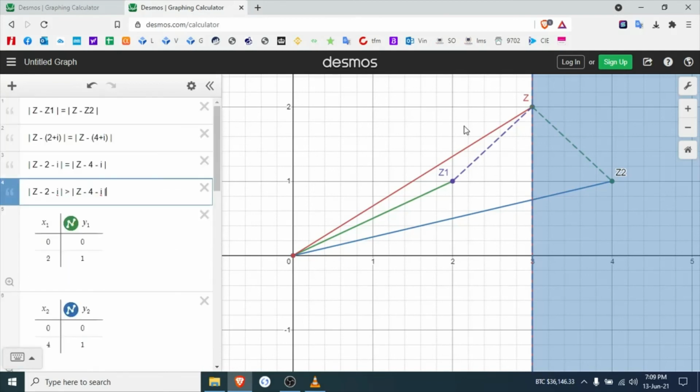Okay, so that's it. Short one. I hope that gives you a bit of intuition and more of a visual idea on loci in the complex plane, or perpendicular bisector loci in this case.